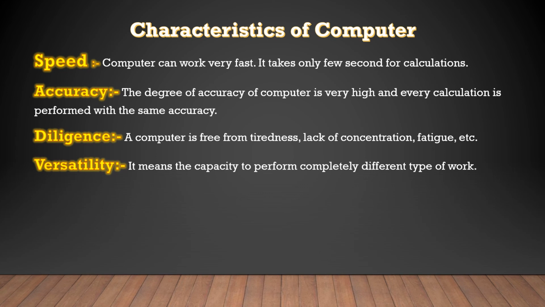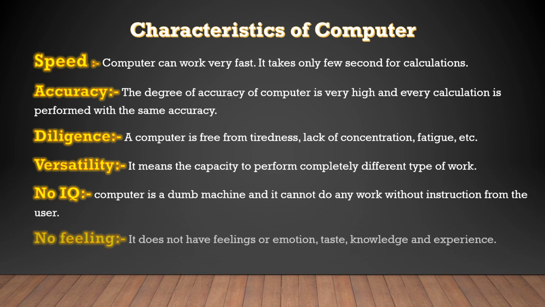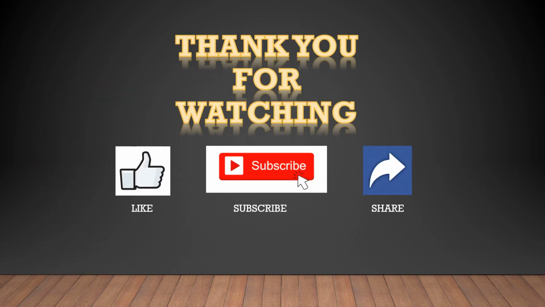Versatility. It means the capacity to perform completely different types of work. No IQ. Computer is a dumb machine and it cannot do any work without instruction from the user. No feeling. It does not have feelings or emotion, taste, knowledge and experience. Storage. The computer has an inbuilt memory where it can store a large amount of data.